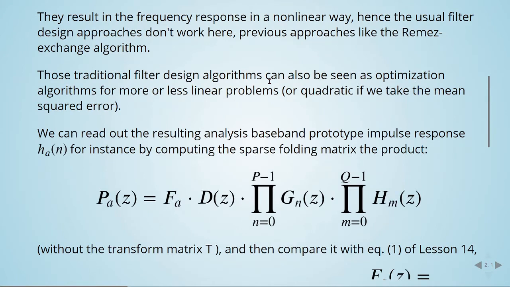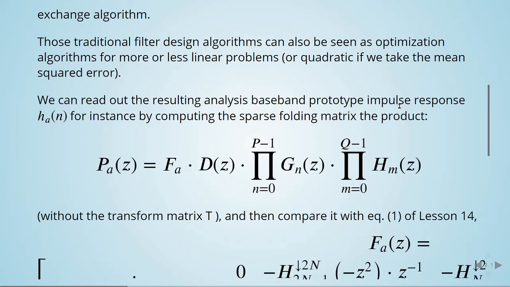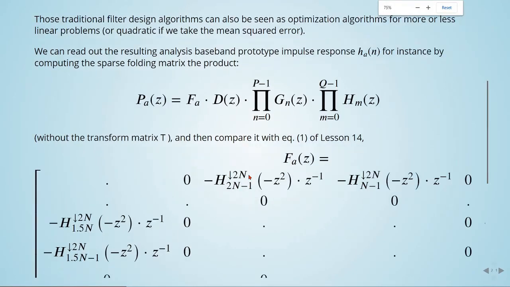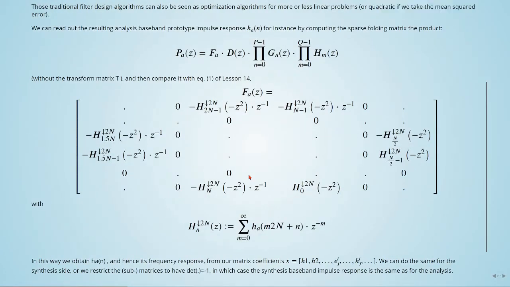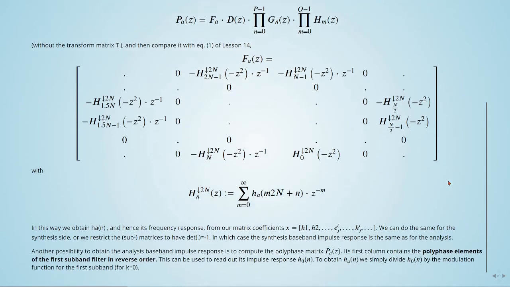We know that we can read out the resulting analysis baseband prototype impulse response HA of n, for instance, by computing the sparse folding matrix of the product given here, without the transform matrix T. And then if we compare it to equation 1 from lesson 14, it was this matrix shown here with this diamond shape. In this way we can obtain HA of n and hence its frequency response from our matrix coefficients. We can do the same for the synthesis side, or if we restrict our matrices to have the determinant equal to -1, then in this case the synthesis baseband impulse response is the same as for the analysis.